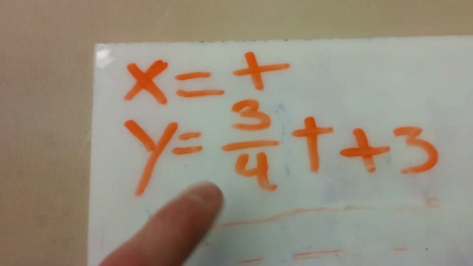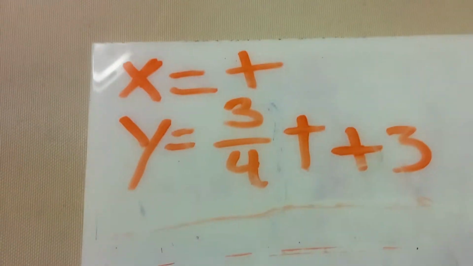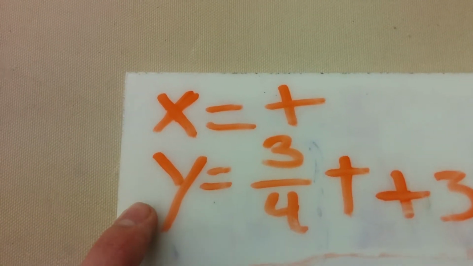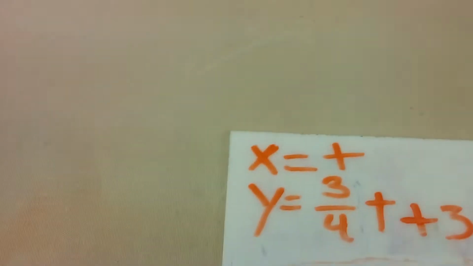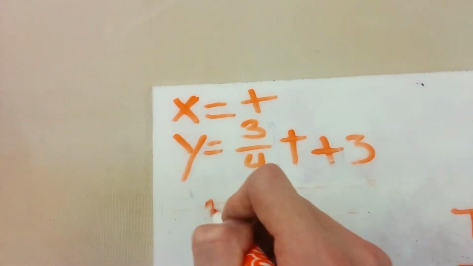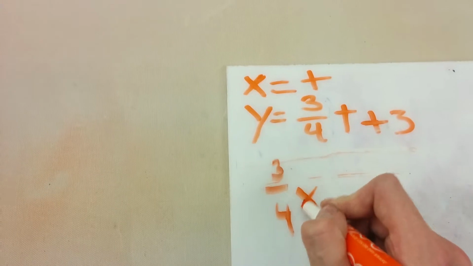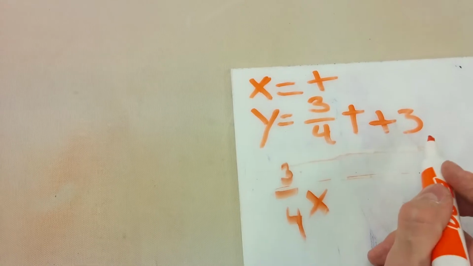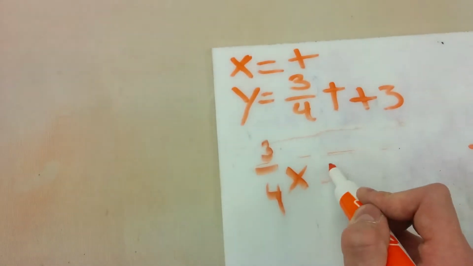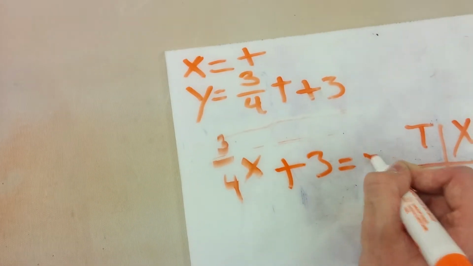To do that, you do 3/4 over 1, because this is 1t, and you don't see the coefficient when it's 1. This is the rise and this is the run, rise over run. So that would be 3/4 x. And then you have this part here, which is where the y-intercept is. So 3/4 x plus 3 equals y.